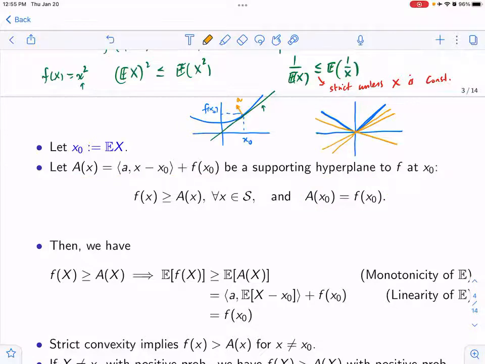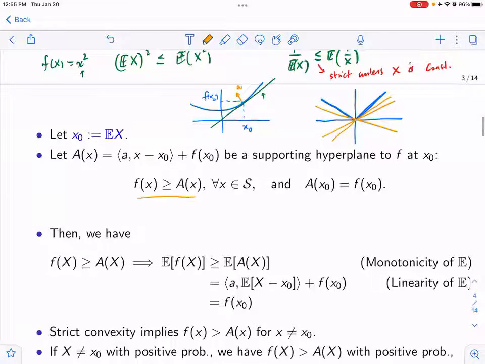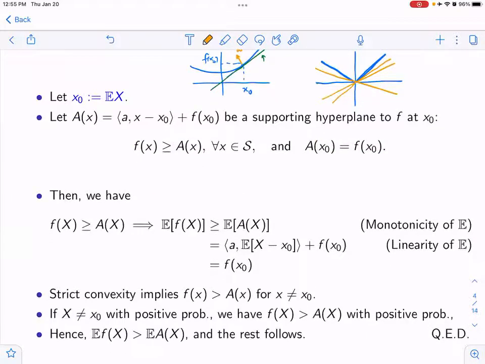You can easily verify the way I've written it. We know that it passes through x0 and f of x0, so it touches the function. And for every x in S, f of x is bigger than or equal to this. These two together mean that the first one is a minorant, and this means that it touches the function. And so it is a supporting hyperplane. So there exists something like that. I pick x0, I can find an A such that this holds.